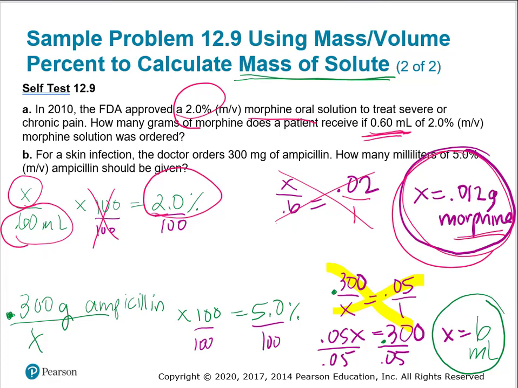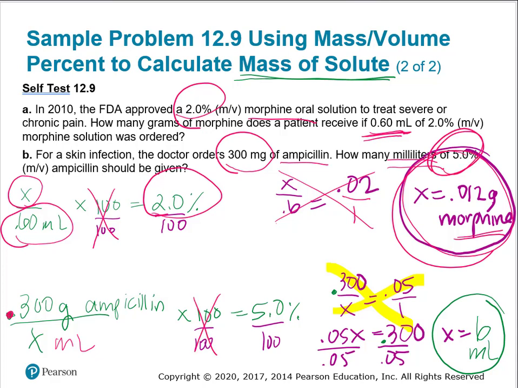For letter B, we have a skin infection. The doctor orders 300 milligrams of ampicillin. Now we need that to be in grams, so that would be 0.3 grams of ampicillin over x milliliters times 100 to give us that 5% ampicillin.